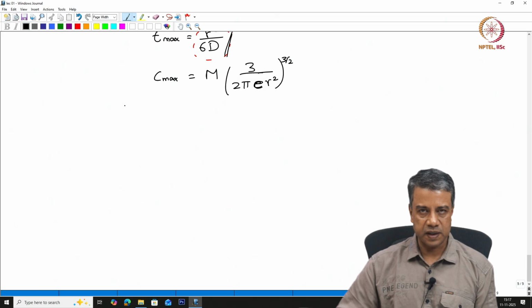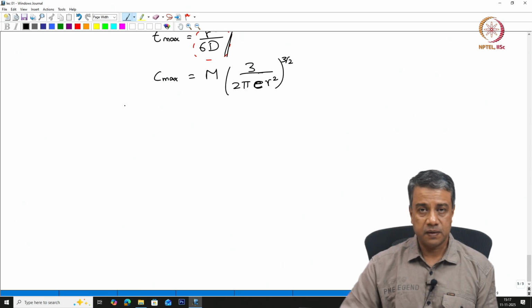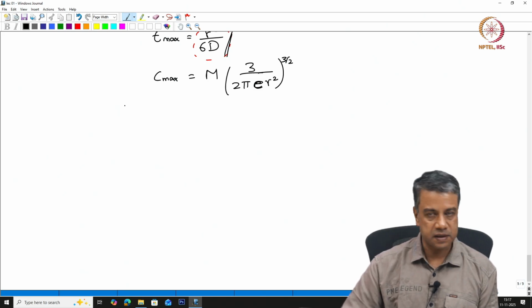We consider two cases. One is transport from a flat surface when the temperature or concentration at the surface is instantaneously raised to a finite value. The other is into an infinite medium. Here we have assumed that the concentration is a delta function at time t equal to 0. This is an approximation.